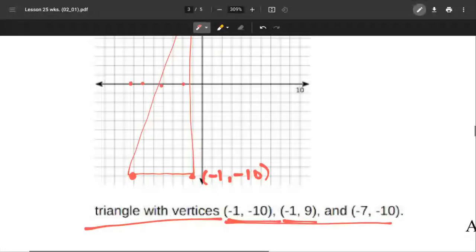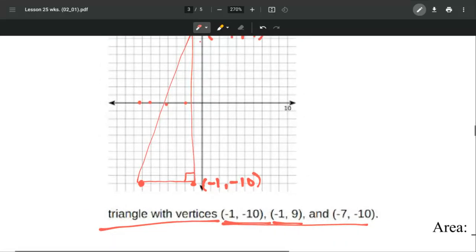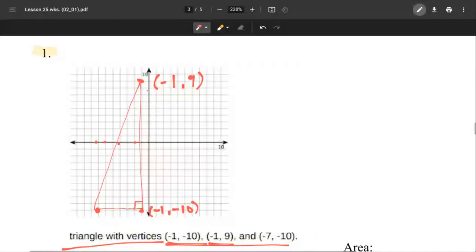Okay. And we know that since that's 90 degrees, we know that this is a right triangle, right? So here we're given the formula. A, which stands for area, right? Area equals 1/2 times base times height. So what's the height? Well, that's 9 units, and that's 10 units, right? So altogether, the height is 19 units.